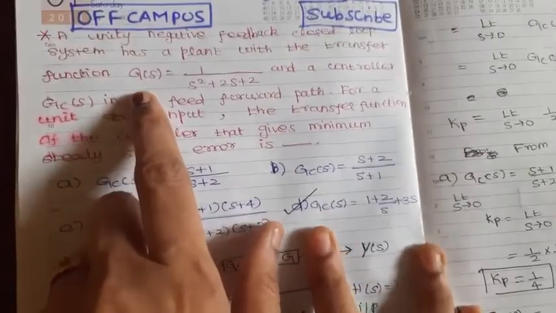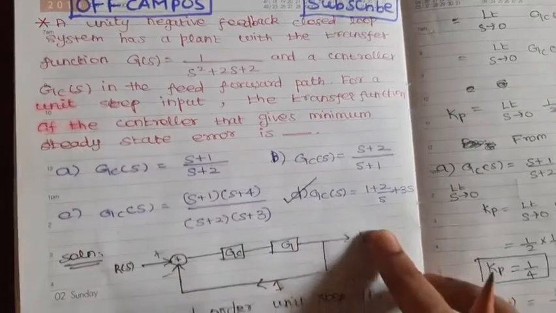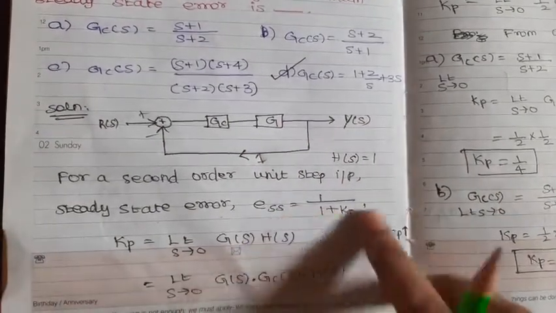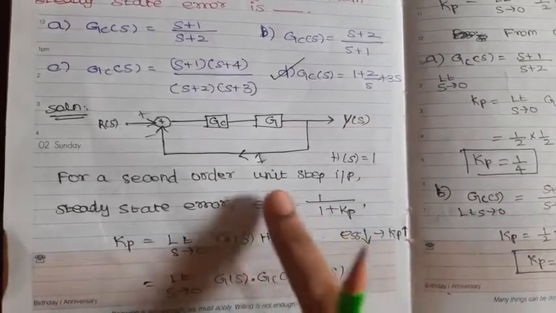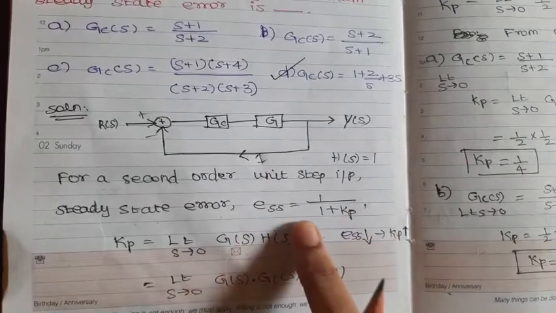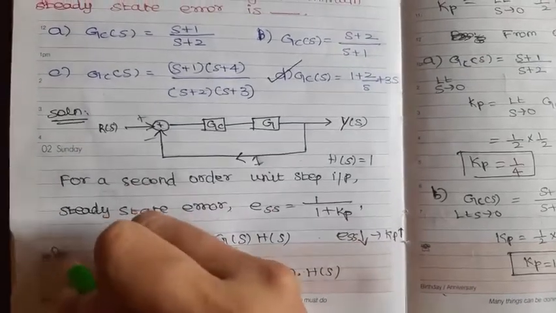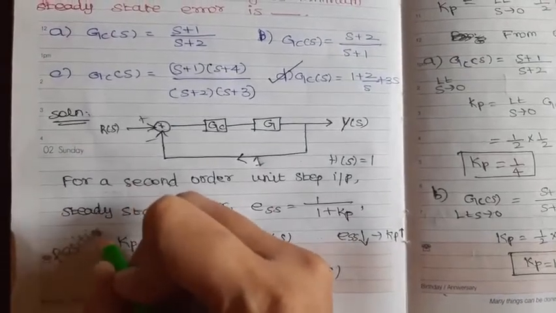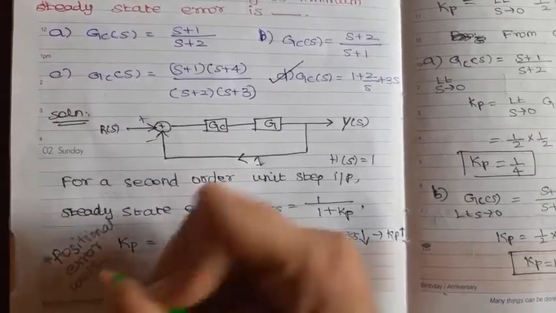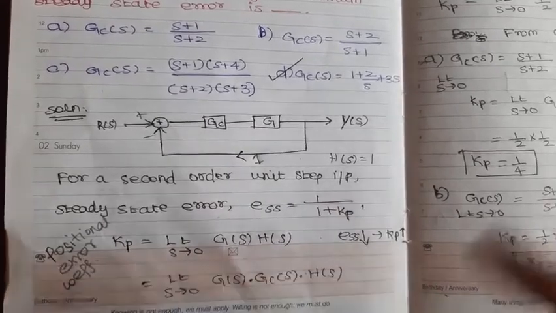A unit step input only is given. For a unit step input, the steady state error formula is nothing but ESS = 1/(1 + Kp). So this is the formula for unit step input. What is Kp? Kp is nothing but the positional error coefficient. What is the formula for the positional error coefficient Kp? Limit s tends to 0, G(s) H(s).